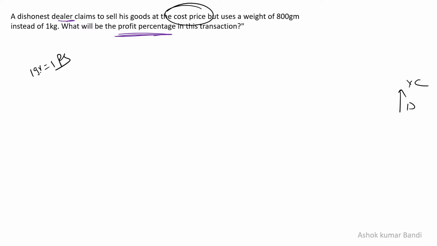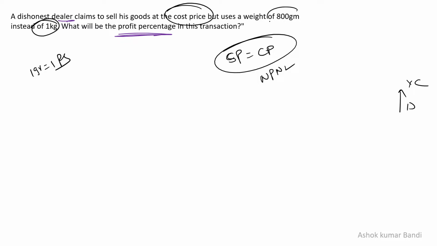Now what he is saying is, he is claiming that he is going to sell at the cost price. Claiming of selling at the cost price means for whatever the price he is buying, he is going to give it to you for the same price. So in general there should be no profit, no loss. But what is happening there is, even though he is saying he is giving you 1 kg, he is actually giving you 800 grams by cheating. Then how much profit is the seller going to get?